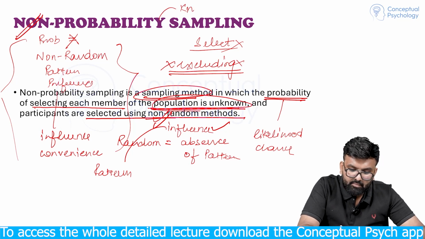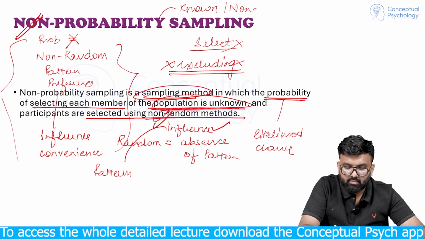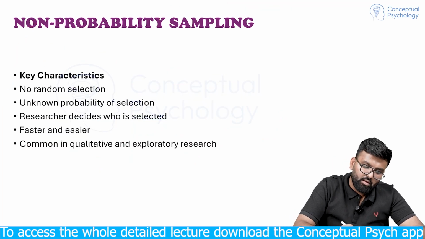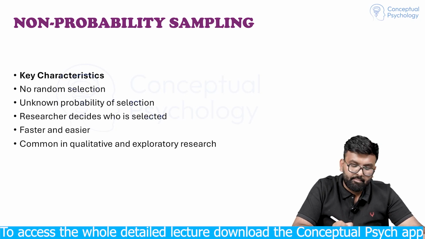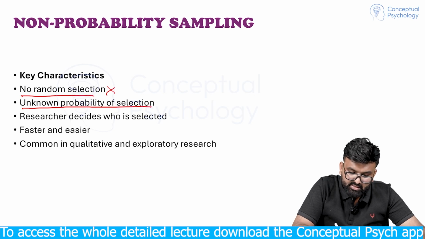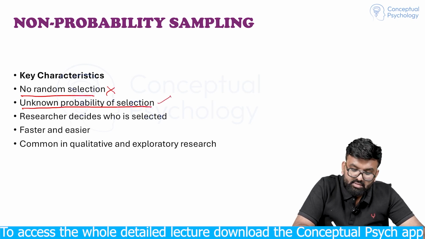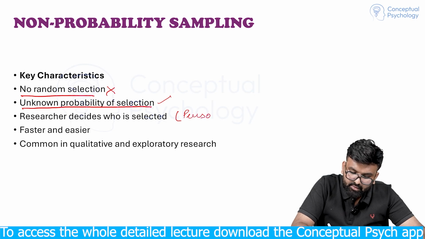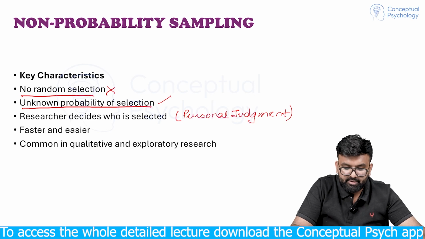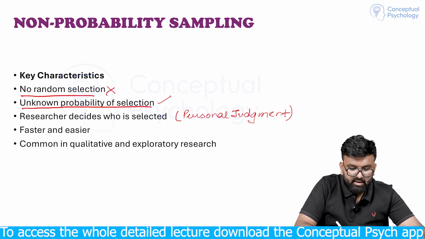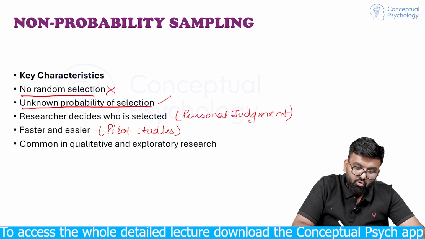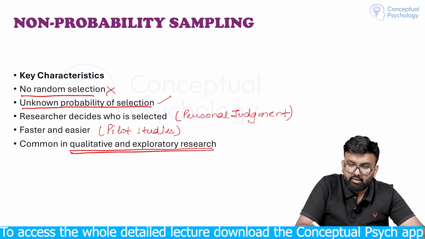probability हमें known थी और नॉन ज़ीरो थी. यहाँ पर ऐसा नहीं है. Key characteristics of non-probability sampling: there is no random selection. Unknown probability of selection is there. Researcher decides who is selected. So there is personal judgment, which can be good and can be bad. Faster and easier. It is best for pilot studies at least. Common in qualitative and exploratory research.